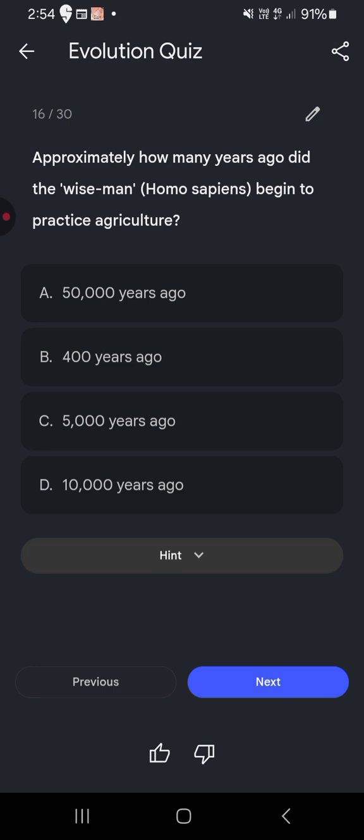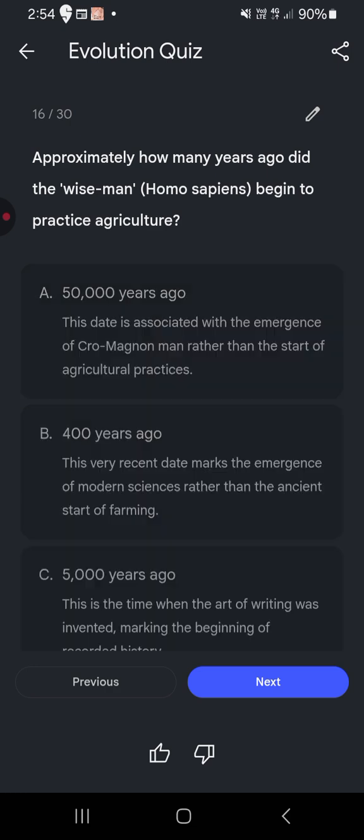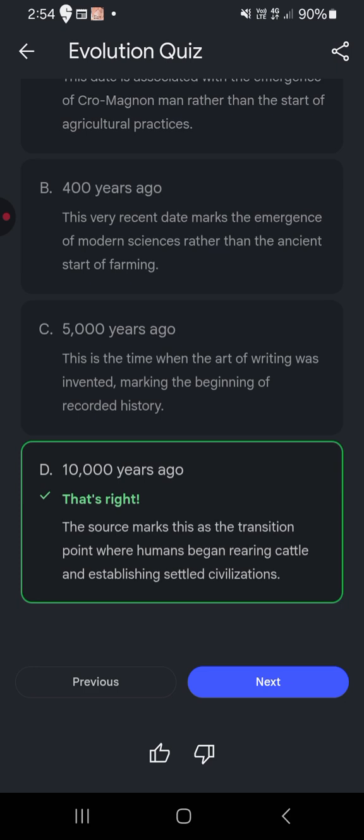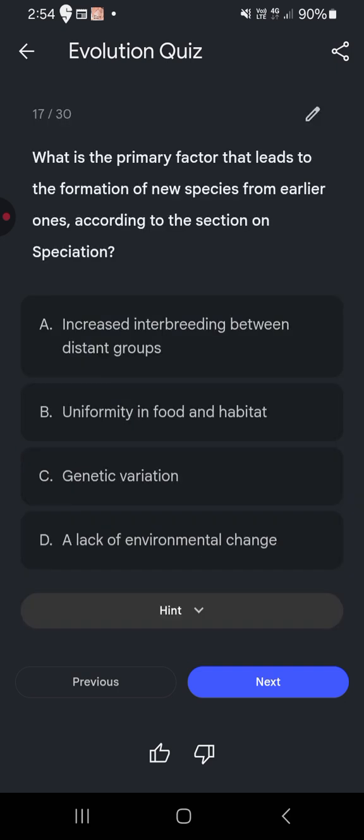Approximately how many years ago did the wise man Homo sapiens begin to practice agriculture? 10,000 years ago. Humans began rearing cattle and establishing settled civilizations.